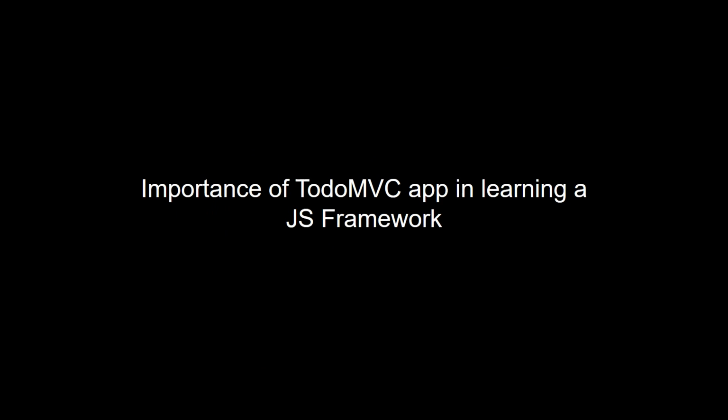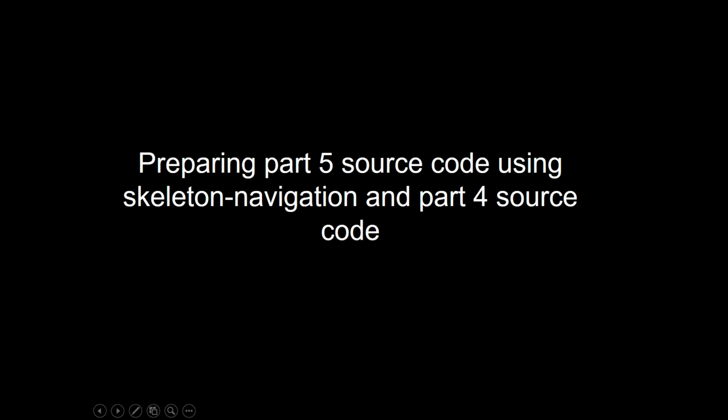What are we going to see in this section of part 5? There are some important releases since I posted part 4, so we'll go over them briefly so that we can update our development environment to match those new releases. What is the importance of a to-do MVC application in learning a JavaScript framework? How do I prepare part 5 source code from the skeleton navigation and from part 4 source code?